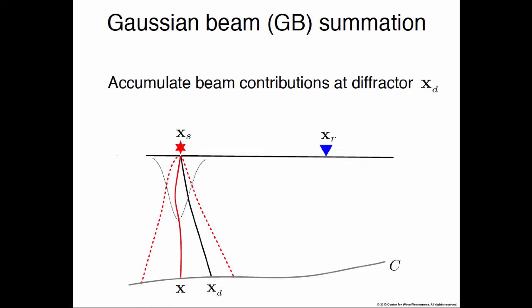So just a brief review of what it is. Gaussian beam summation: you shoot a fan of rays from the source location, and then you put a Gaussian envelope on all of these rays, with Gaussian spreads, etc. And you accumulate the contribution of all these Gaussians from this fan of rays at a point of interest. So here my point of interest is the diffractor location xd.